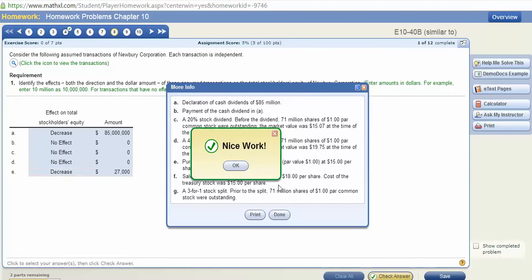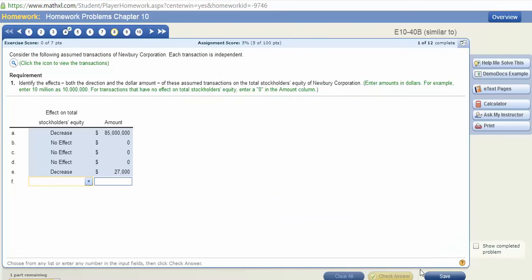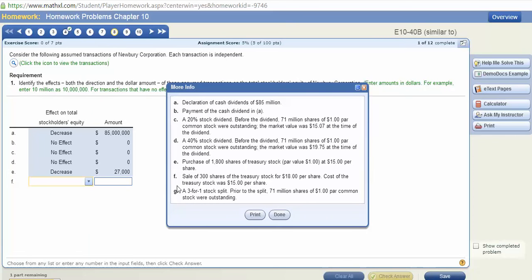Decrease. Let's look at the next one. Okay, on the next one, F, it says, now we're going to sell some of that treasury stock. So we purchased some treasury stock, and then at a later date, we are selling some treasury stock. It says you're selling 300 shares at $18 per share. When you sell stuff, you get cash. We'll get to that in a minute. And it says the cost of the treasury stock was $15 per share.